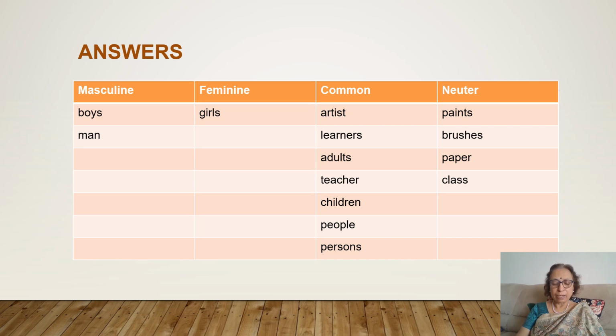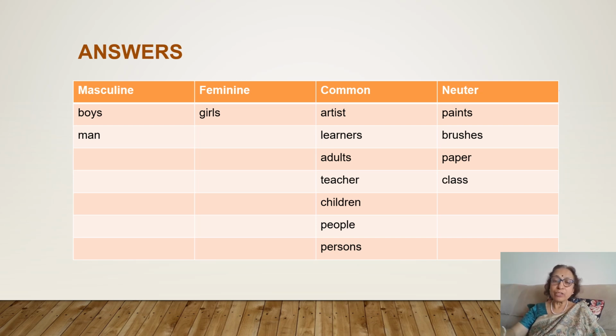He became very popular with all persons is common, who came into contact with him. So you can see that the maximum are common genders. As I told you, in today's world, we tend to use non-gendered words, but we still have boys, girls, man, and we have so many inanimate nouns where class is the classroom, not the concept of a coaching. There it becomes a neuter gender.